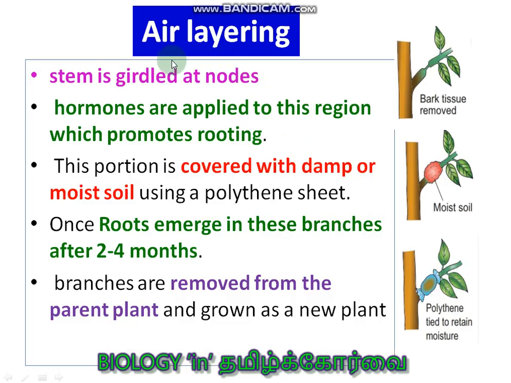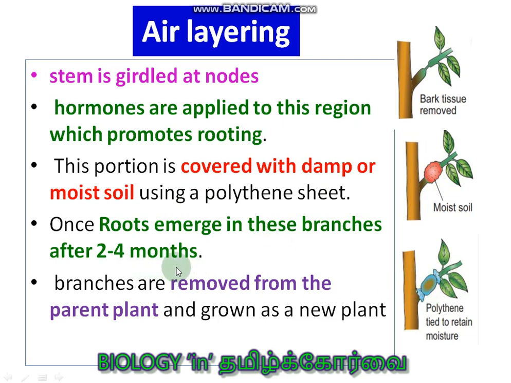And air layering: you see, the stem is girdled at nodes. So girdling takes place and bark tissues are removed. Hormones which promote rooting are applied in this area, and it is also covered with damp, moist soil, you see here, and covered with a polythene sheet also.